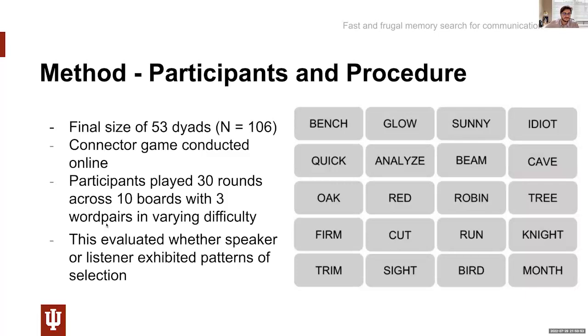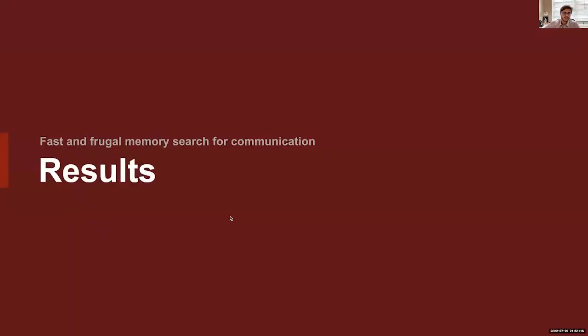So we were able to evaluate whether the speaker and listener exhibited patterns of selection. And we were able to define difficulty over these word pairs based off of similarity techniques using embeddings from the Small World of Words and different data sets like that. So let's talk about some results from this experiment.